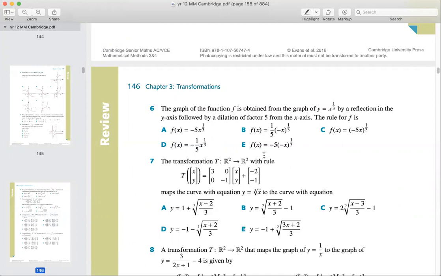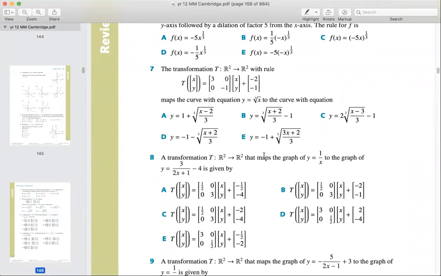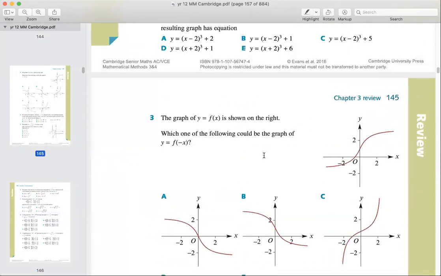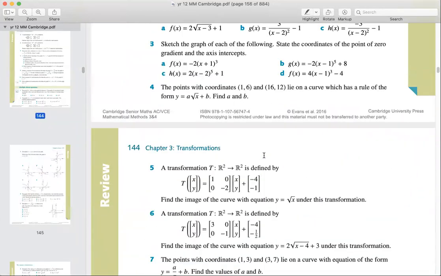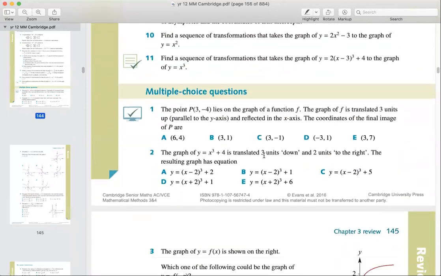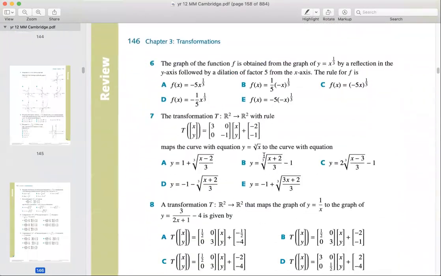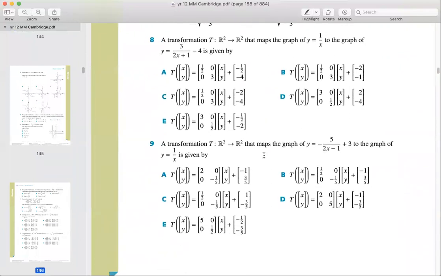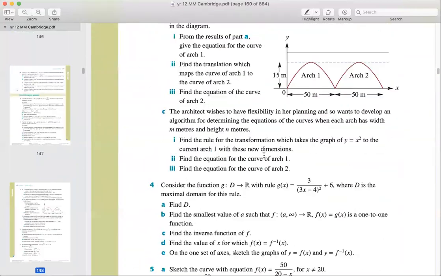And transformation every time tests you about 5 marks out of 120. So just make sure you try the multiple choice on pages 144 and 145, because this level of difficulty is quite similar to the final year exam. And see if you can do each question in under 1 minute and 30 seconds. So this is the required time, okay?